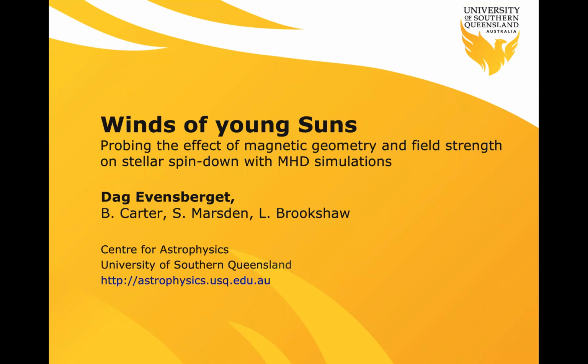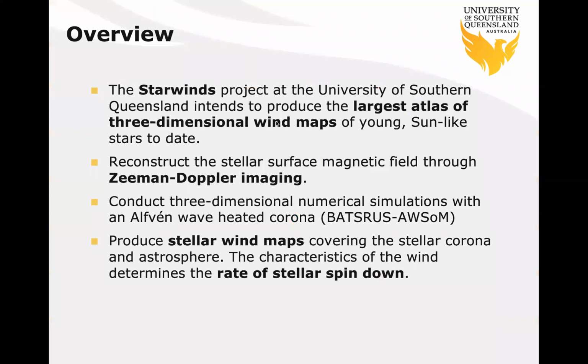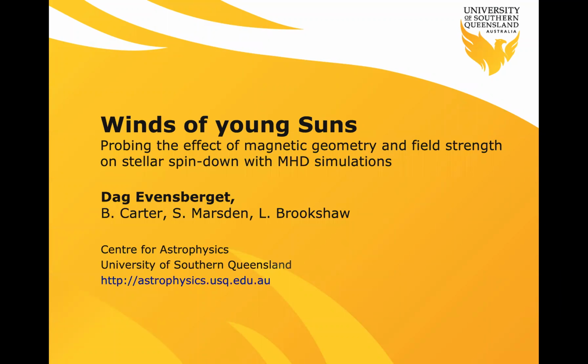Hello, everyone. I'm Dag Evensberget. I'm from Norway, but I live in Australia, where I'm a PhD student at the University of Southern Queensland. And Stephen Marston, who is a BCool member, is my supervisor. Let's see if I can change the slide. My talk is about probing the effect of magnetic geometry and field strength on stellar spin down using MHD simulations.